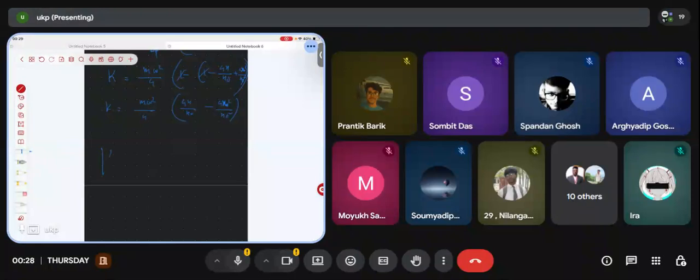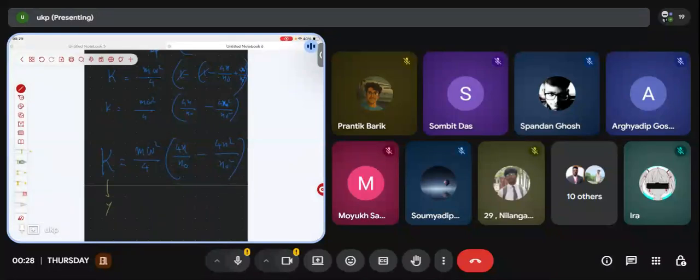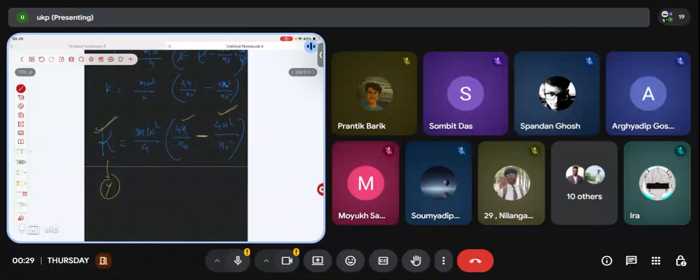I am writing it once again. Kinetic energy is given as m omega square by 4 into (4x by x naught minus 4x square by x naught square). Whose equation is this? You are plotting kinetic energy along the y-axis. Kinetic energy is given as a quadratic function of x, and the coefficient of x square is negative. Is it supposed to be a downward parabola? It has to be a downward parabola.